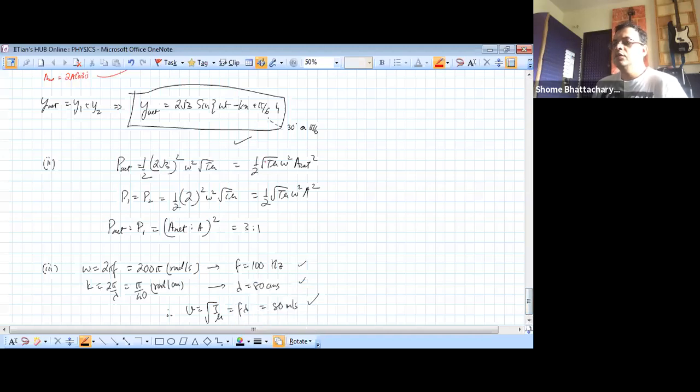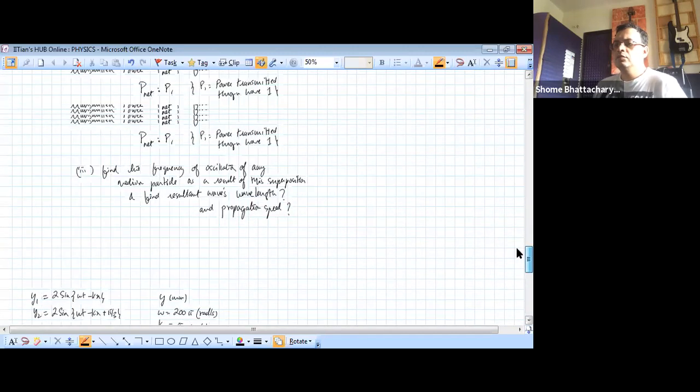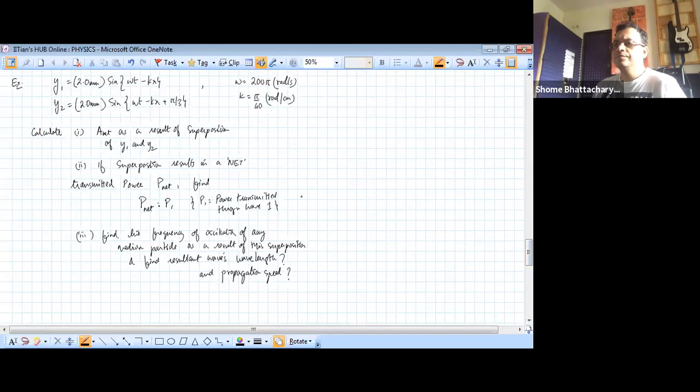So when you are noting down, make sure you made this correction over here. I had written this pi by 12 by mistake earlier. This is pi by 6 and not pi by 12, as you pointed out. Okay, so we've covered all the 3 parts of the question.